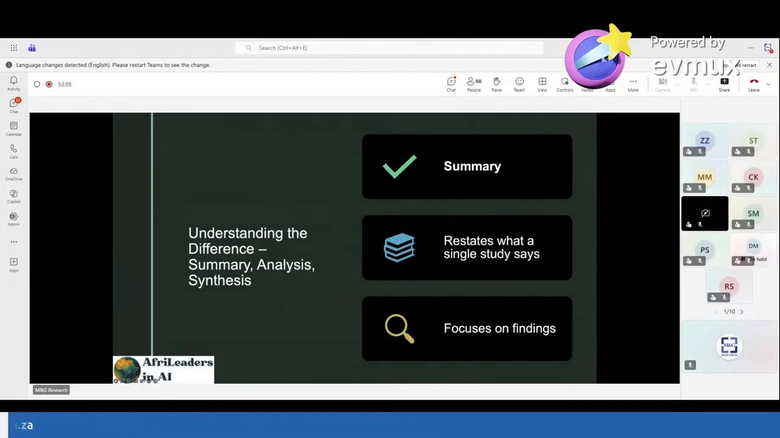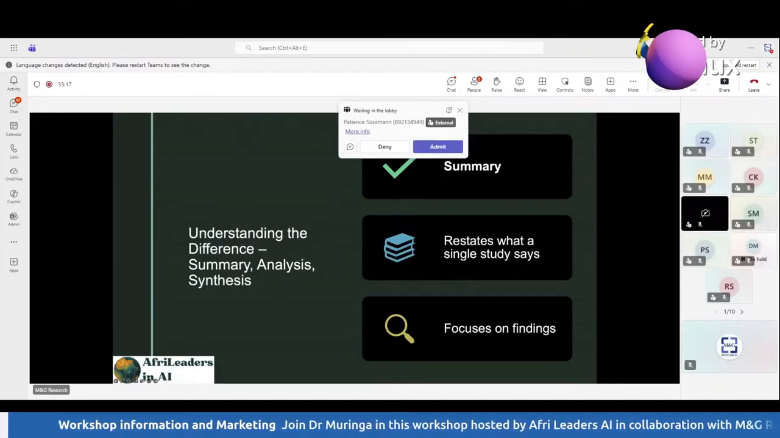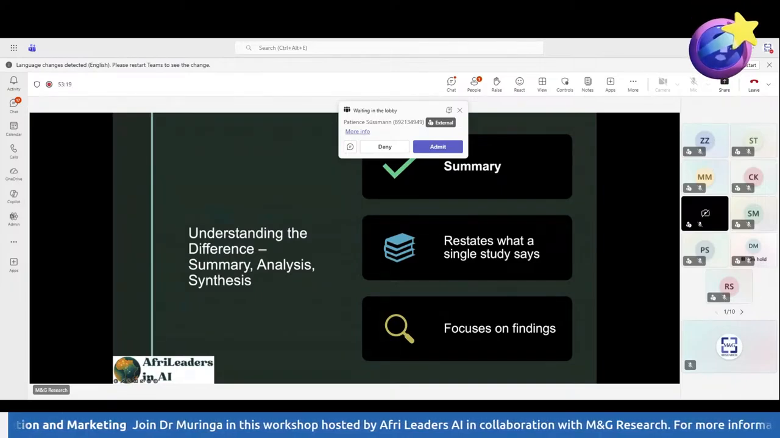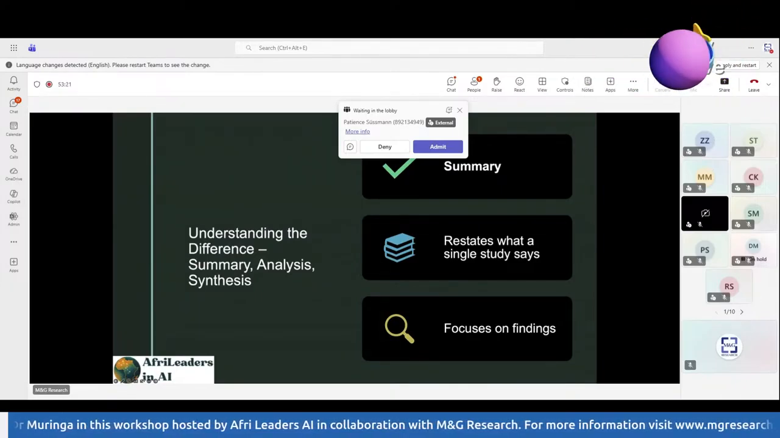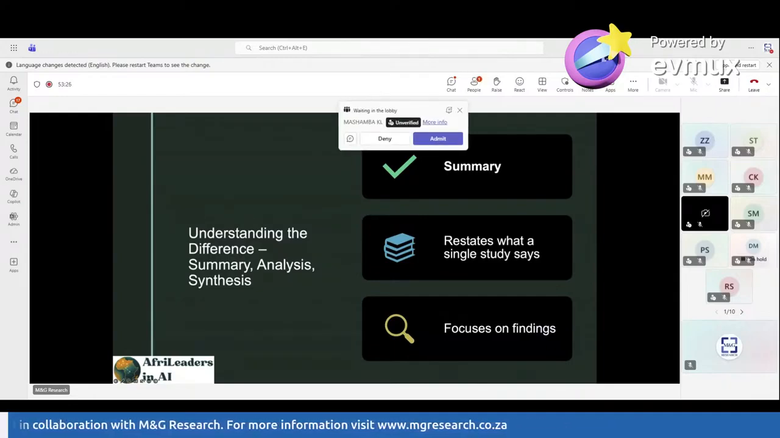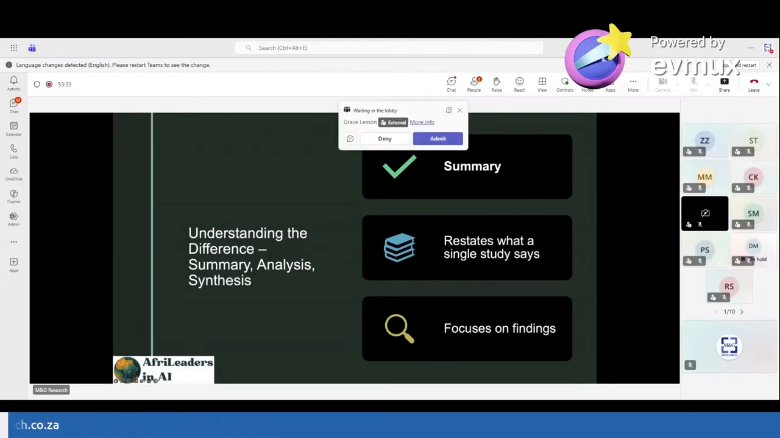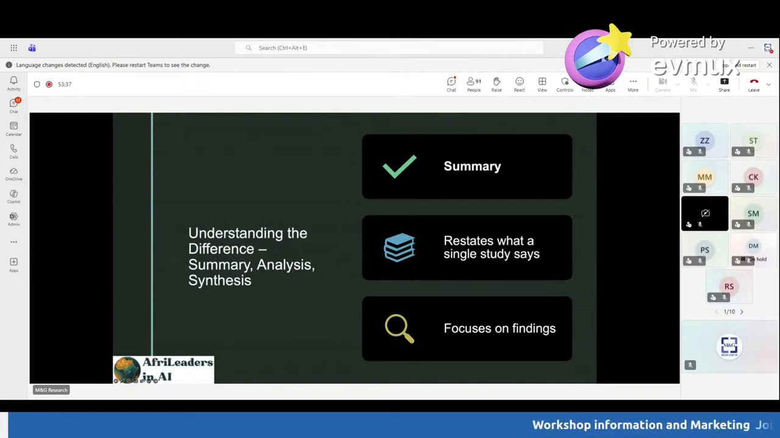So what is a summary then? A summary is you basically restating what a single study says. This is a common practice amongst most students. You take one scholar and give a summary of what the study was all about. Then you move to the next paragraph and give a summary again of what that study is all about. You move to the next one and give a summary of that study.